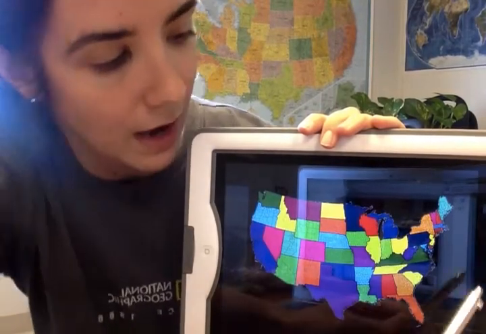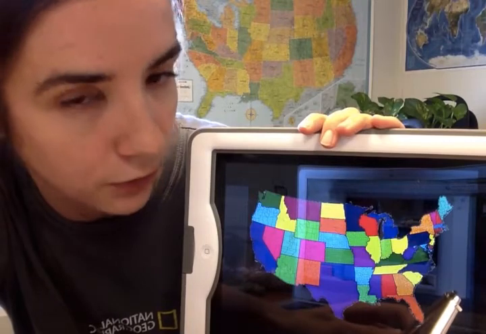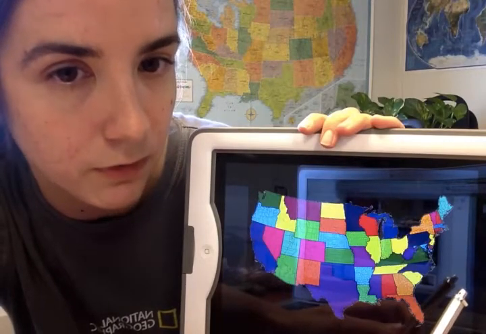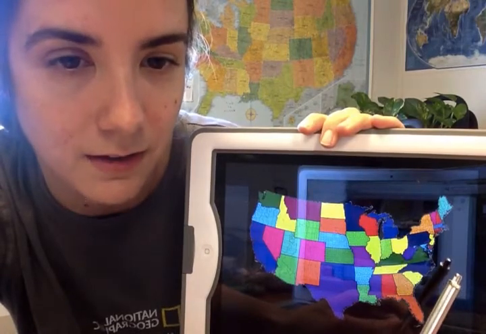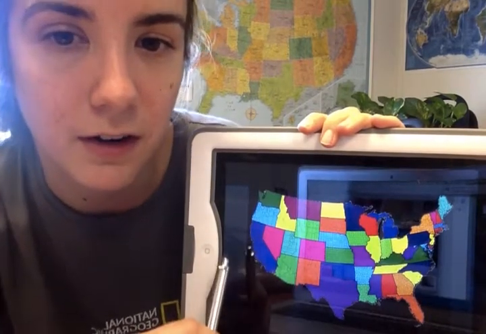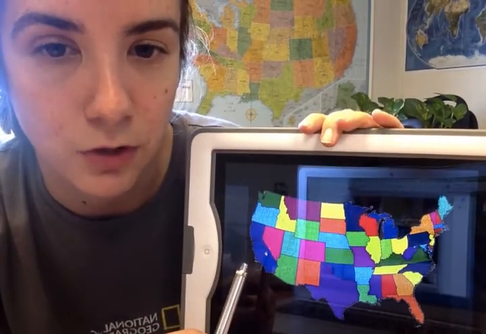Let's look at the rest. We have on the west side the Pacific Ocean. Oops, sorry, this is flipped in my video. This is the east side. This would be the Atlantic Ocean. Over here is the west side, the Pacific Ocean.